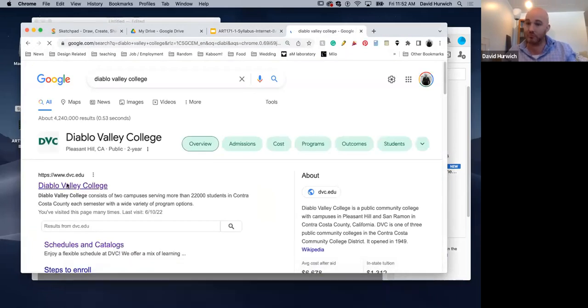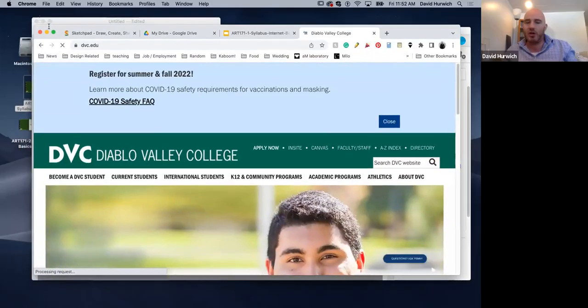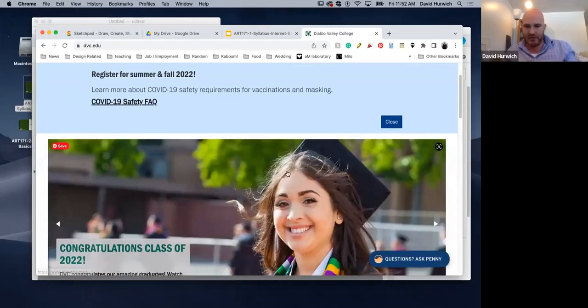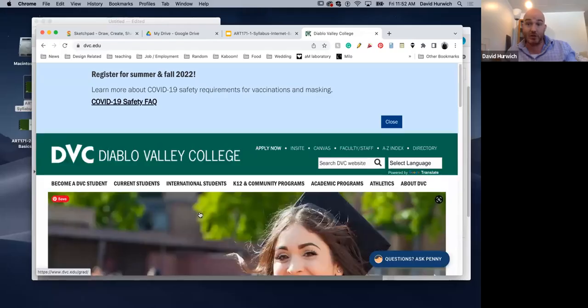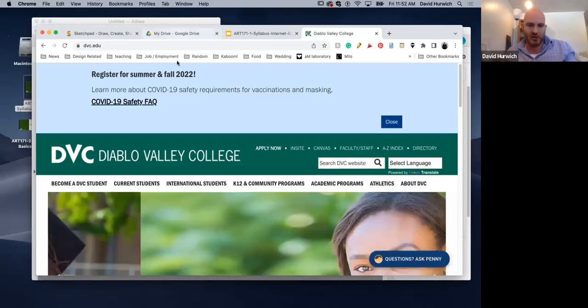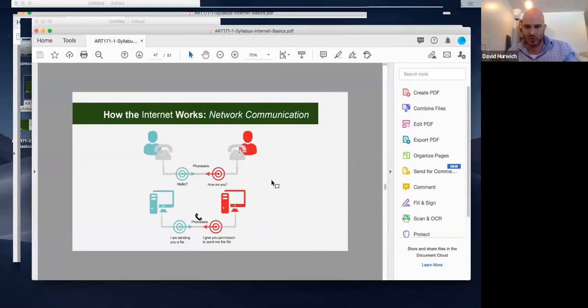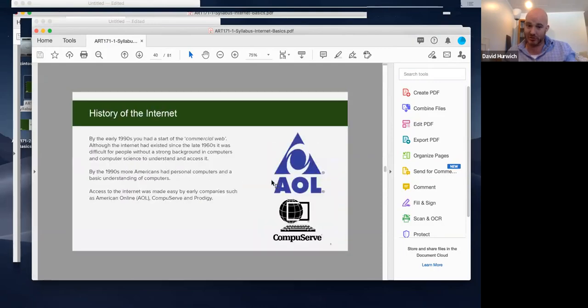Okay, so Diablo Valley College's website has all of this information. There's text about COVID, there's some pictures here, there's some other registration stuff, right? All of this information. These are what we call web pages. Those web pages have to be stored somewhere that other computers can access. Remember, it always goes back to computers talking to other computers, the mesh. Okay. So where do we put them?